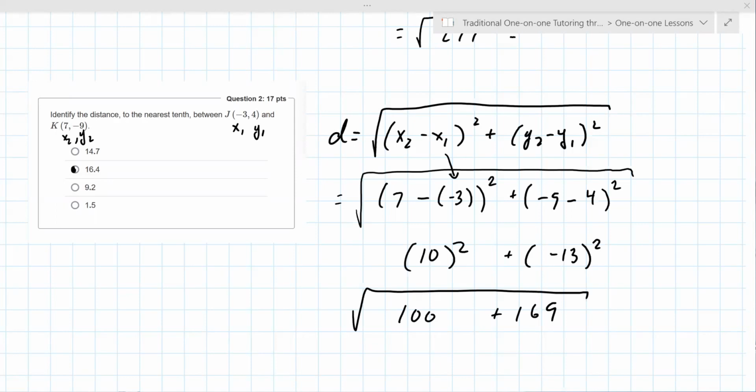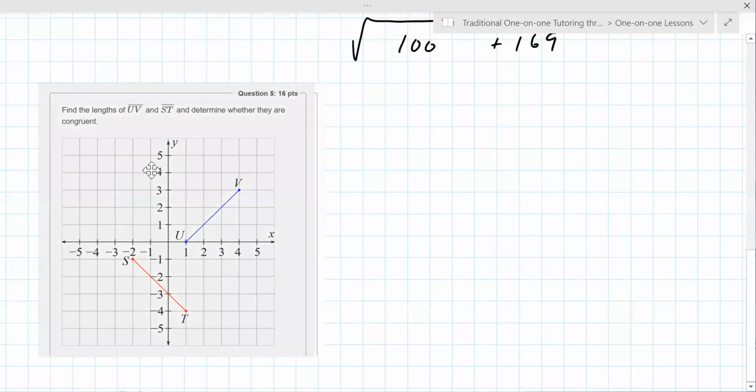These are going to be a little bit easier to do because they have the picture that comes along with it. Okay, it says find the lengths of U and V in S and T and determine whether they're congruent. So they're congruent if they're the same length. So let's look at U and V. U and V is the hypotenuse of a right triangle. Do you see that? Yes. What's the length along here? How many units is this? And how many units is this? That is 3 units. 3 and 3.